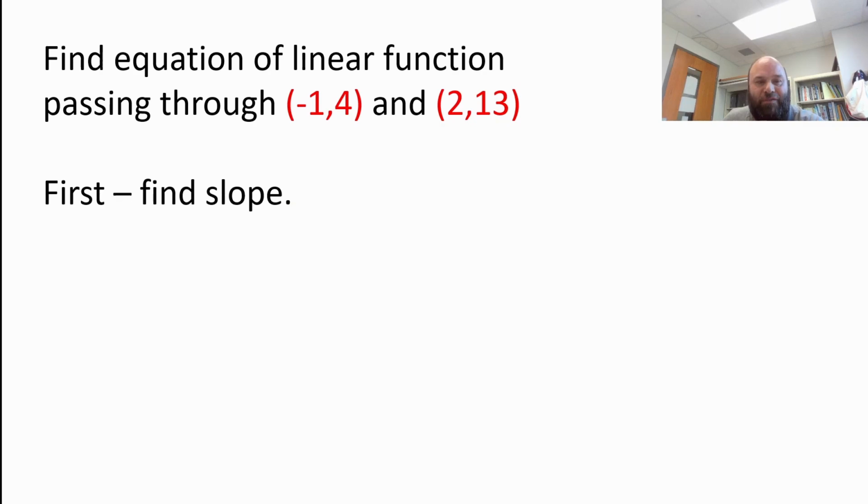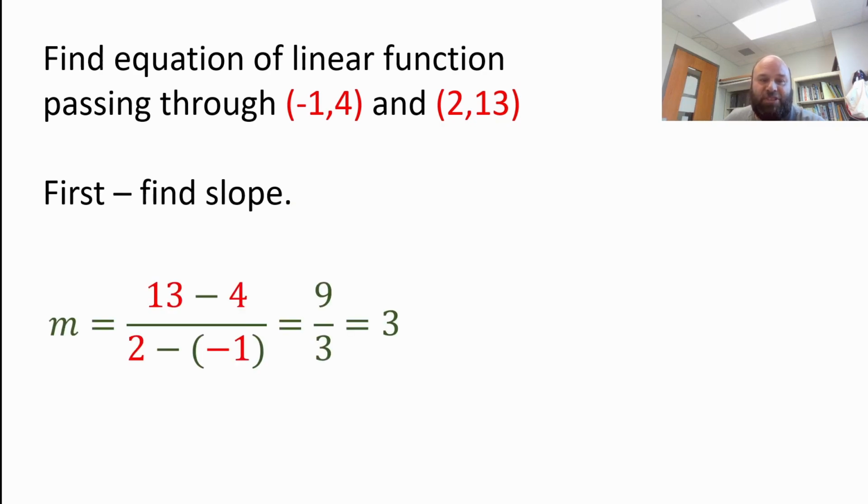So first we'll find the slope. The slope is our rise over run. Notice you have to be careful to be consistent. Our rise is the change in x, so that's 13 minus 4. Our run is the change in y, which is 2 minus -1. Notice since I started with 13 here on the top, on the bottom I need to start with the x that goes with 13, and that's 2.